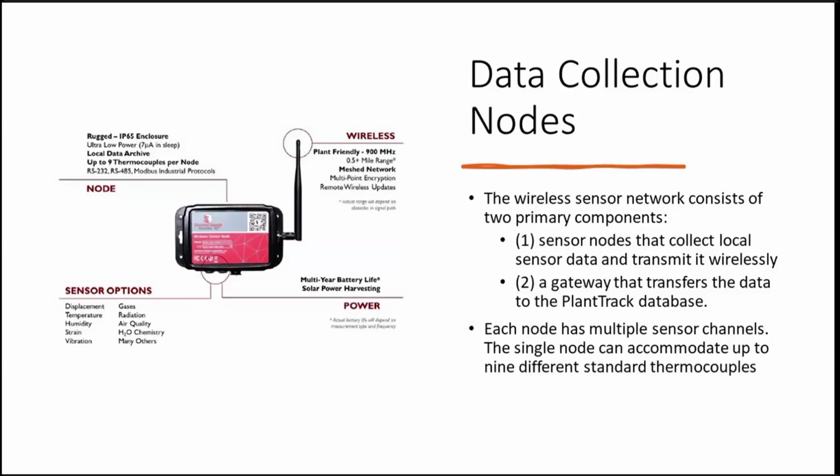So how do we get the data? At our plant, we did not put the data into our DCS just for cost reasons. So Structural Integrity provides these data collection nodes, which you can hook up multiple sensors and multiple thermocouples to, and it transmits back into your PlantTrack website specific for your site.